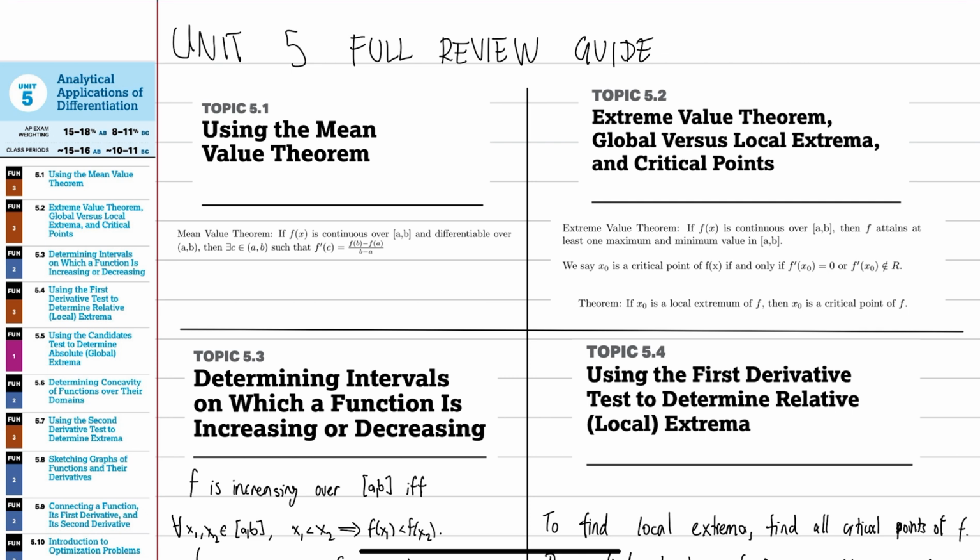This is my series of Unit Review Guides, breaking down the content assessed on the AP Calculus exam.